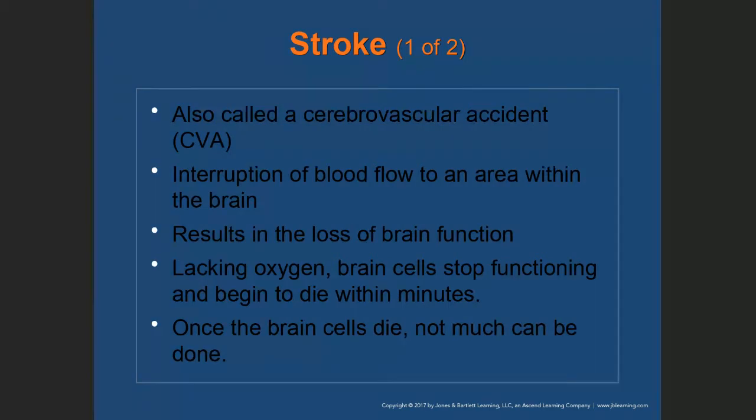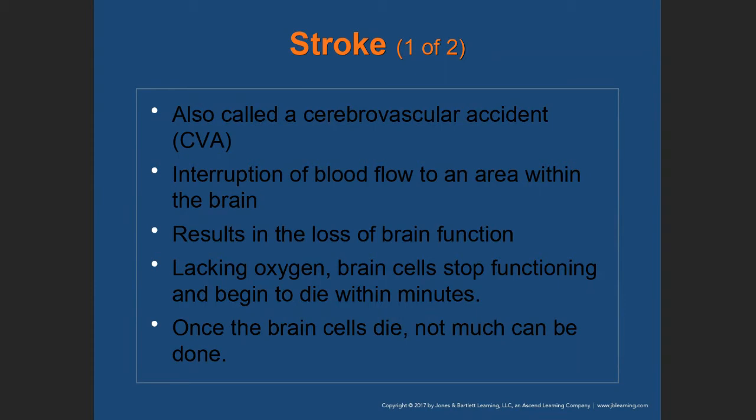Now, stroke, also referred to as a cerebrovascular accident. This is interruption of blood flow to an area of the brain. It can be caused by a clot, or it can be caused by a blood vessel that ruptures. So you have ischemic stroke and you have hemorrhagic stroke. It results in a loss of brain function. Lacking oxygen, brain cells stop functioning and begin to die within minutes.